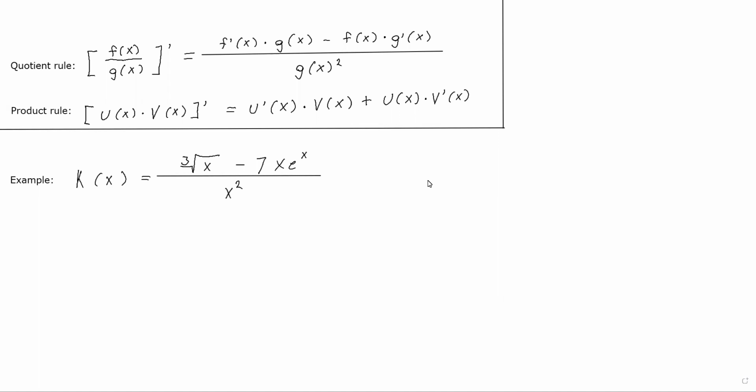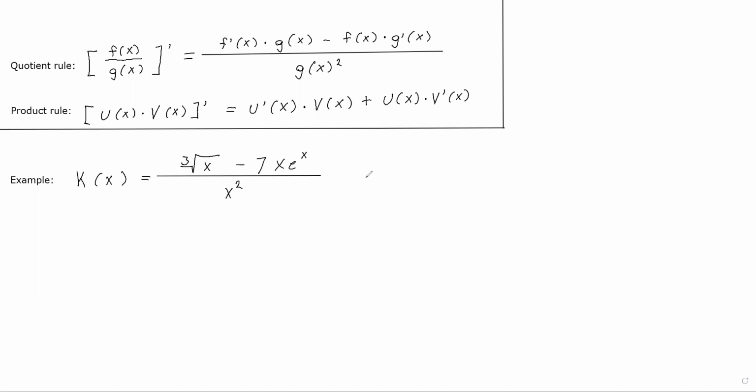In order to solve this, we're going to have to make use of a couple of rules. The first one being the quotient rule, and the second being the product rule. You can see the quotient rule is our first rule, the product rule is the second. And finally, below all of those, you can see our example, which says, it's a bit of an ugly k, let me rewrite that, k of x equals the cube root of x minus 7x e to the x, all over x squared.